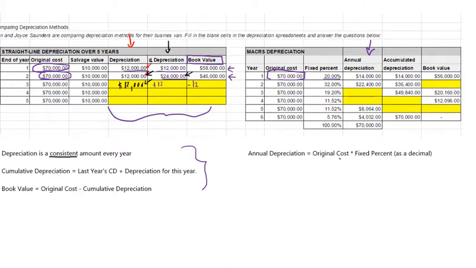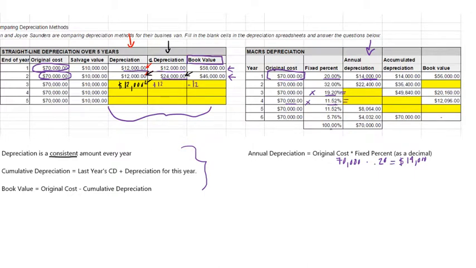So the original cost, $70,000, multiplied by that fixed percent written as a decimal, gave us our annual depreciation of $14,000, which is written here. And you'll do the same thing for rows 3 and 4. So I'll take my original cost, multiply it by this fixed percent, of course rewritten as a decimal, to get my annual depreciation. For line 4, I'll take my original cost, multiply it by my fixed percent, rewritten as a decimal, and I'll get my annual depreciation.